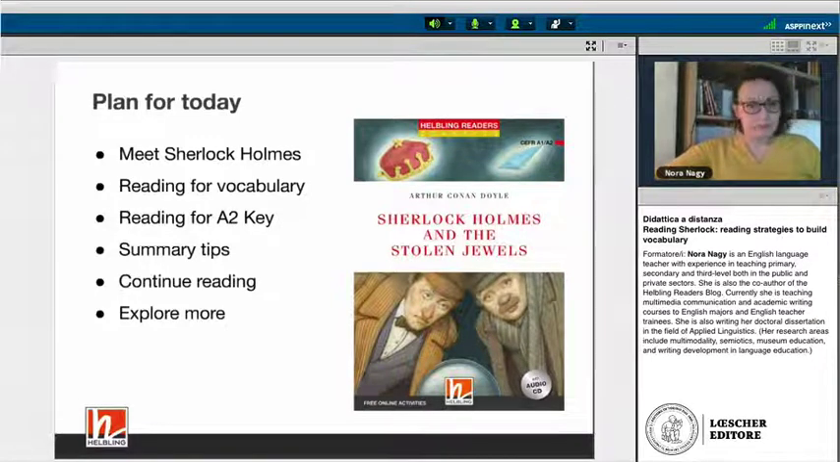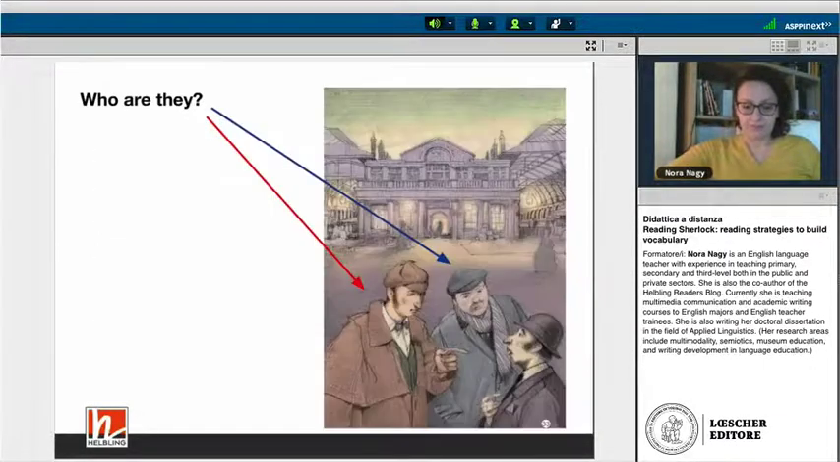Then I will give you a couple of summary tips, ideas on how you can continue reading, and also some ideas how you can explore the world of Sherlock Holmes a little bit more. So let's start the session.